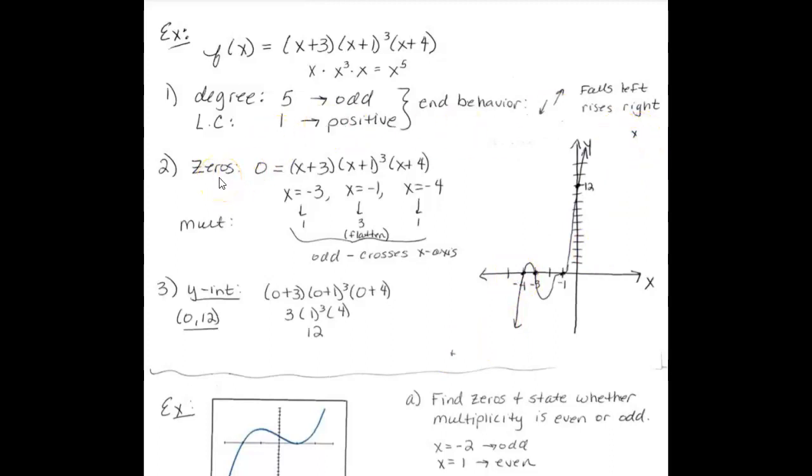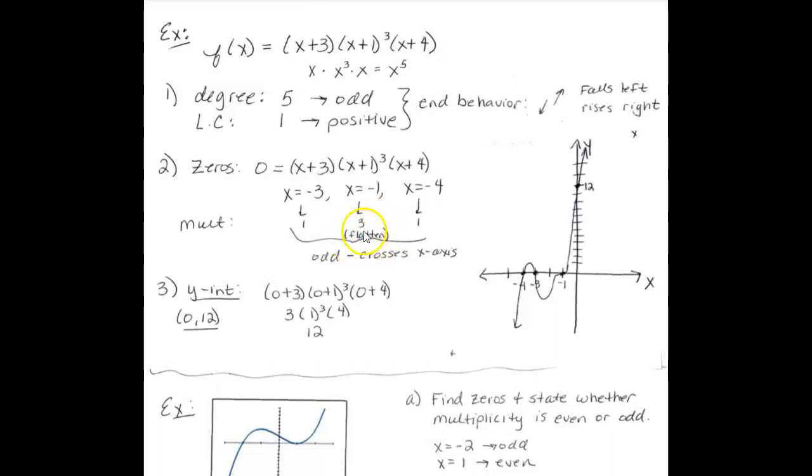Step 2, find the zeros. Since it's already factored, that step is a little bit quicker. So I just set equal to 0 and solve. So I get -3, power of 1, so multiplicity is 1. Set this to 0 gives me -1, power is 3, so its multiplicity is a 3.